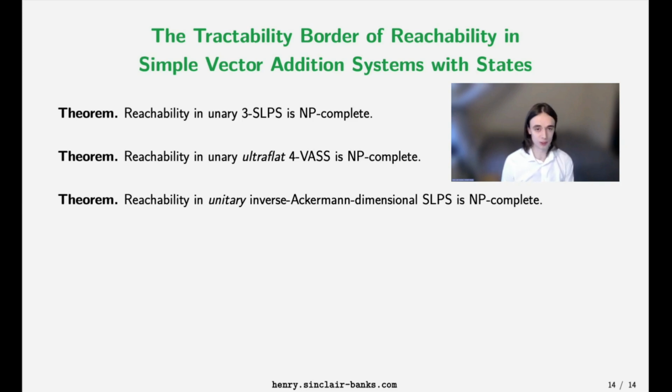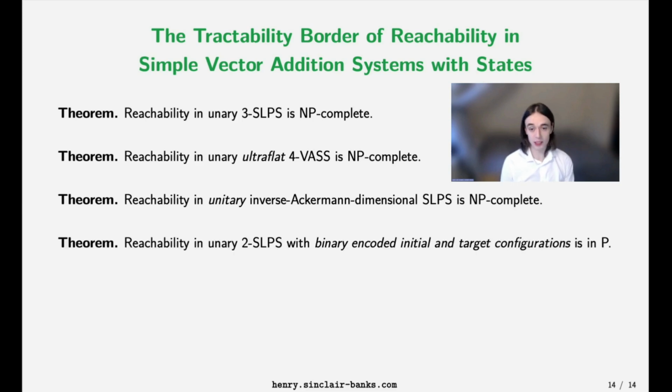And after all, we called this paper the tractability border of reachability. And indeed, we have a p-time algorithm for reachability in unary two-dimensional simple linear path schemes when the initial and target configurations for the reachability problem can be encoded in binary. So that's the case when the system itself is encoded in unary, but the source and target configurations are encoded in binary. This improves on the state of the art, and the algorithm for this is not too complicated and requires sophisticated analysis. But please feel free to ask me questions if you'd like to know more.